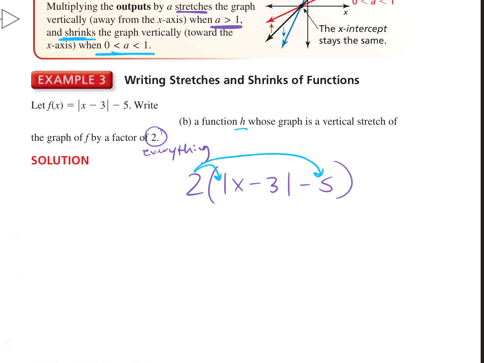So my function here, they call it h, so h of x would be what? How would I write this?